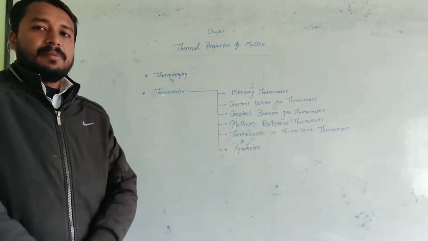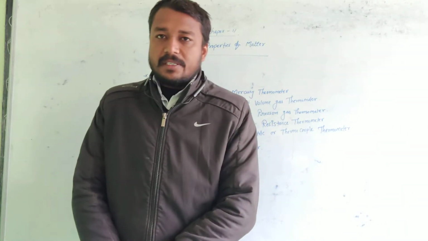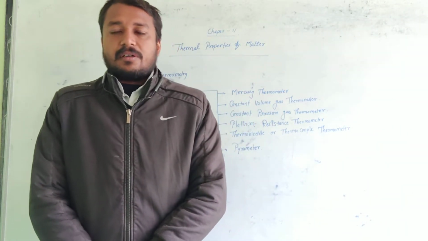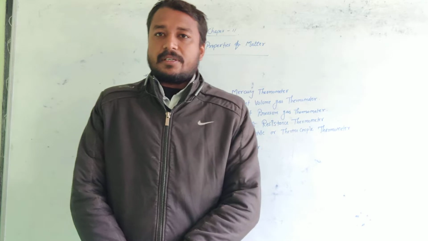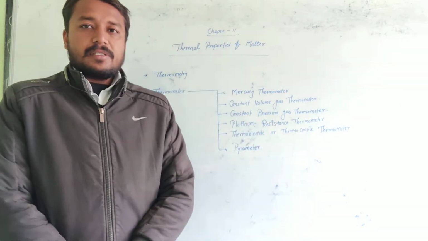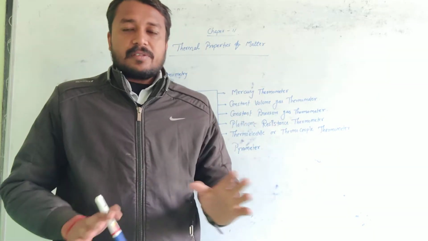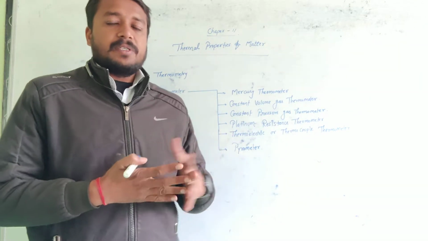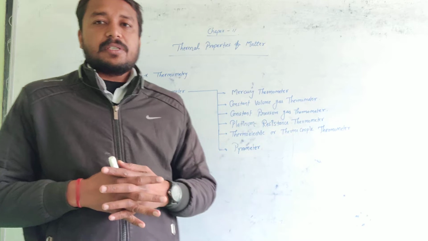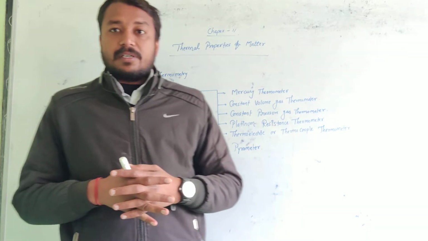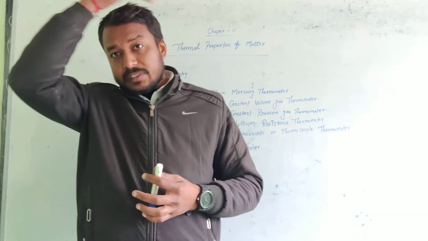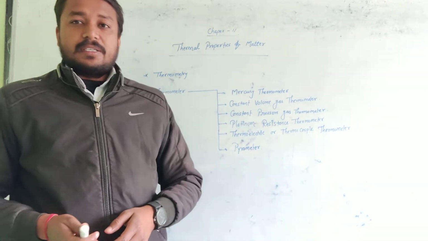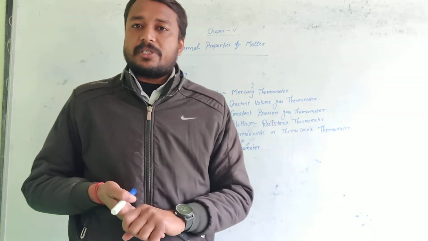The first word is thermometry. It is a science where we deal with the temperature of subjects and objects, right? It is a branch of physics where we study temperature and the effect of temperature. As we know, temperature is a physical quantity which gives the direction of heat, where the heat flows from higher temperature to lower temperature.